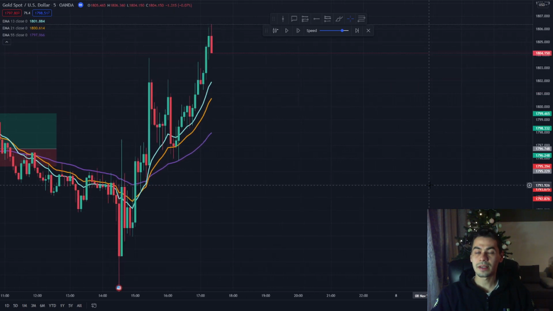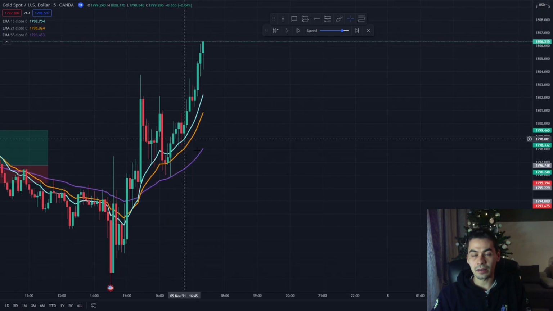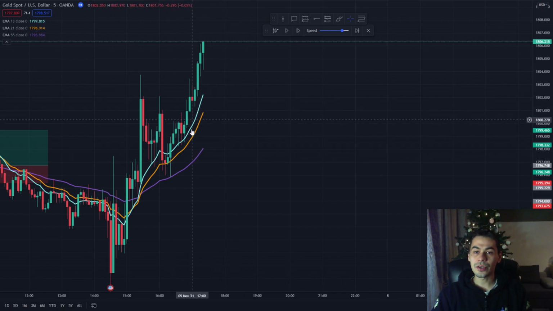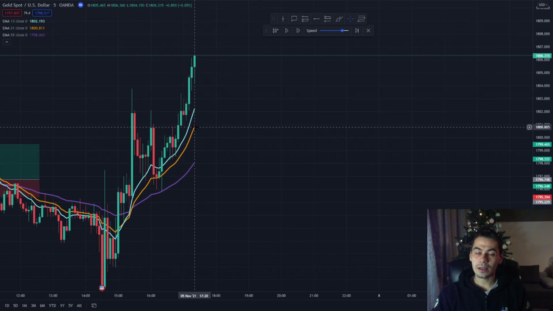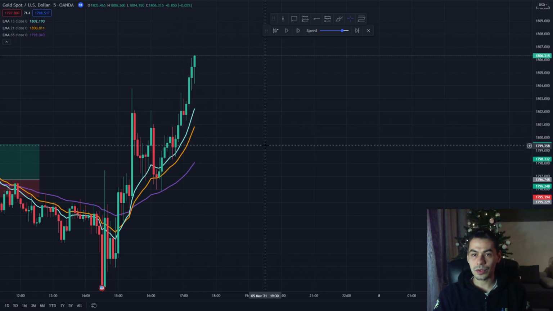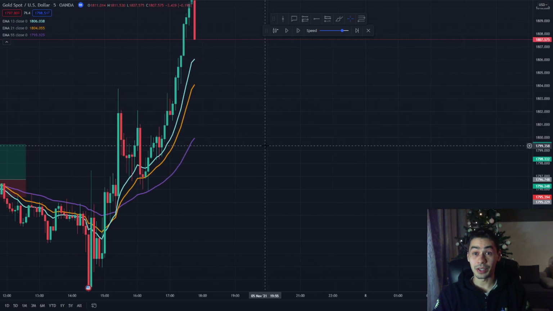Okay, so we have this nice exciting uptrend. This is what I was looking for. So in the case of these two EMAs being so separate to the one that we use for our entry, we can use the same way that we use the 55, we can use the 21 EMA. So I'll just show you in a moment, provided it retested.